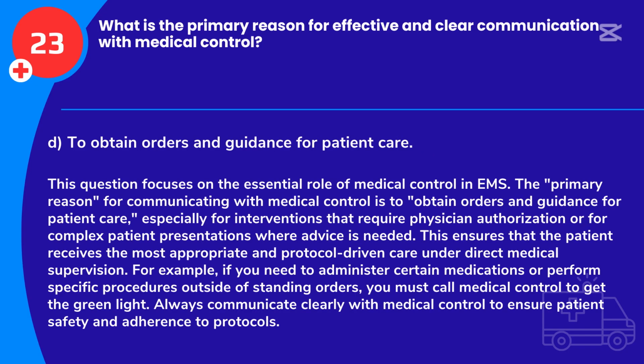Answer: D. To obtain orders and guidance for patient care. This question focuses on the essential role of medical control in EMS. The primary reason for communicating with medical control is to obtain orders and guidance for patient care, especially for interventions that require physician authorization or for complex patient presentations where advice is needed. This ensures that the patient receives the most appropriate and protocol-driven care under direct medical supervision.